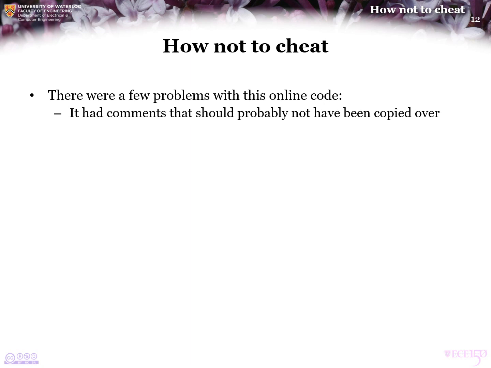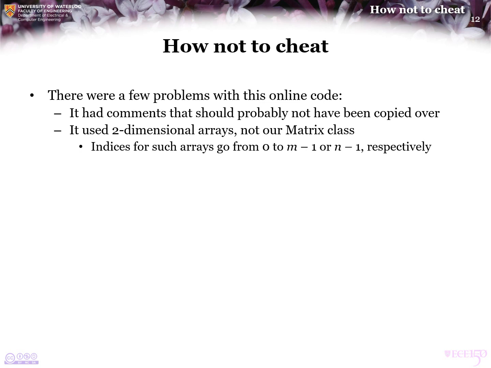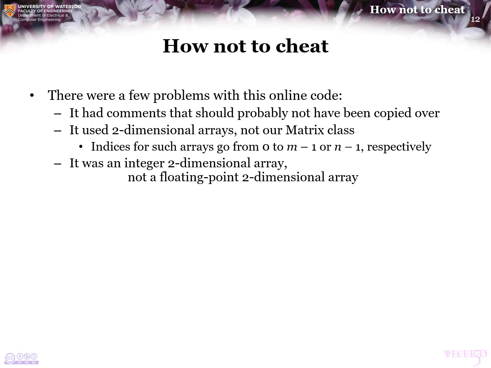It had comments that probably should not have been copied over. It uses a 2-dimensional array data structure and not our matrix class. So for a 2-dimensional array, the indices go from 0 to m-1 or n-1 respectively. It was a 2-dimensional array of integers, or int, not a 2-dimensional array of double. It was a square matrix.